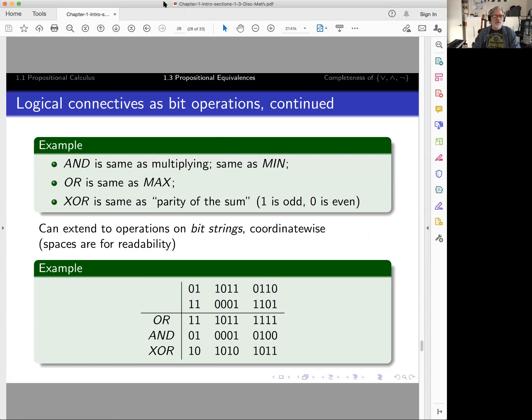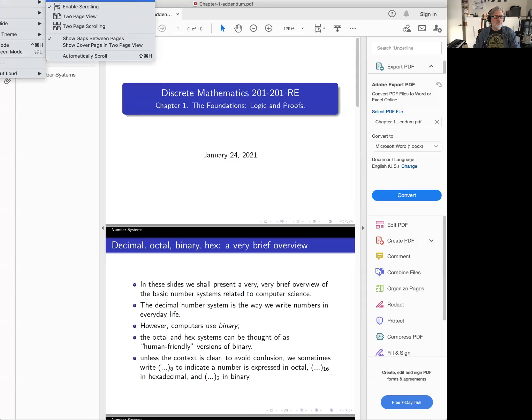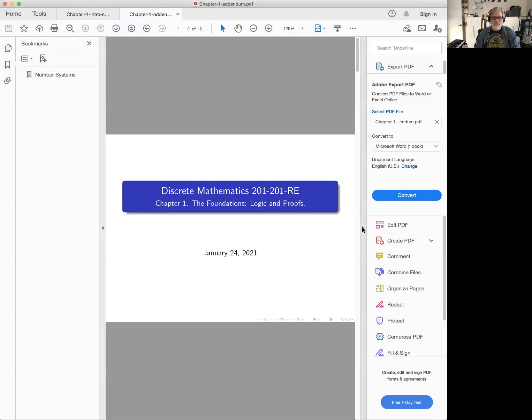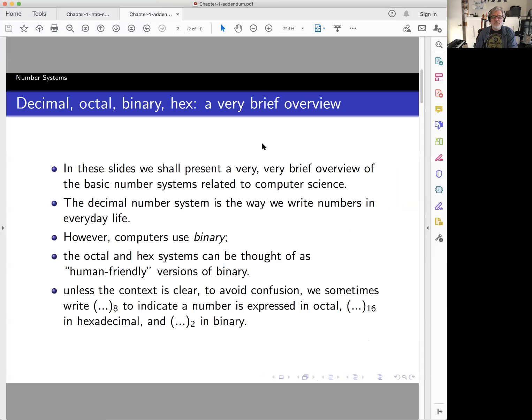And so I'm going to go to my other set of slides for something a little easier, a little lighter. Let's do that. What is that? I don't want that. Let's go here. Okay, do you guys see this? Yeah, number systems, yep.